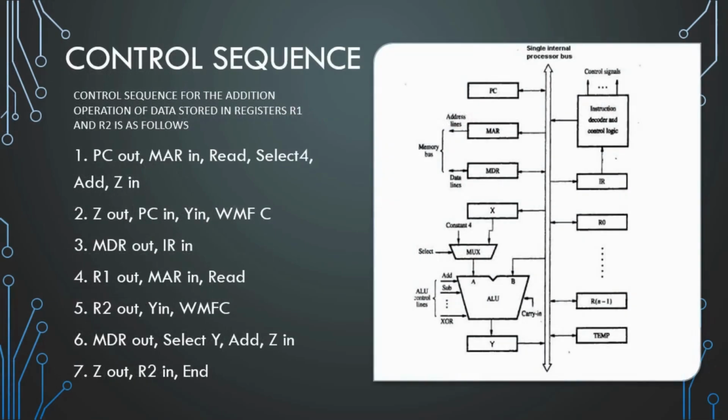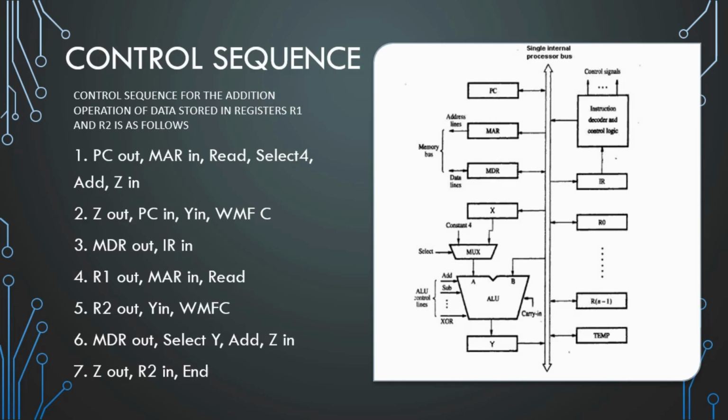I am Vaishnavi Deshmukh, roll number 2, and we are going to see the control sequence for the addition operation of data stored in registers R1 and R2 in detail. The instruction fetch operation is initiated by loading the contents of the PC into MAR and sending a read request to the memory. To perform this task, first the contents of PC have to be brought to the internal bus and then loaded into MAR. To perform this, the control circuit has to generate the PC out signal and the MAR in signal.